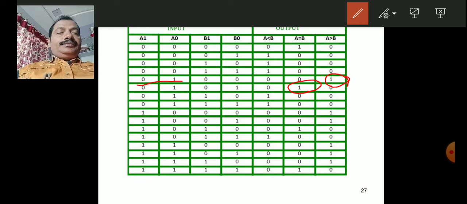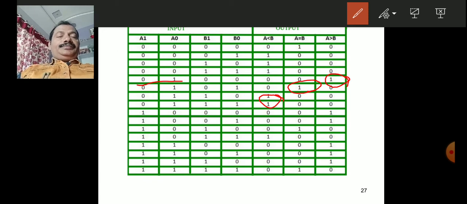Next, observe here. For A is 0 1, B is 1 0. So A less than B. So this is okay. For these 2 combinations, A is 0 1, B is 1 0, and A is 0 1, B is 1 1. For both combinations, A less than B. It is completed. Next, let us see, after this we have the next combination.